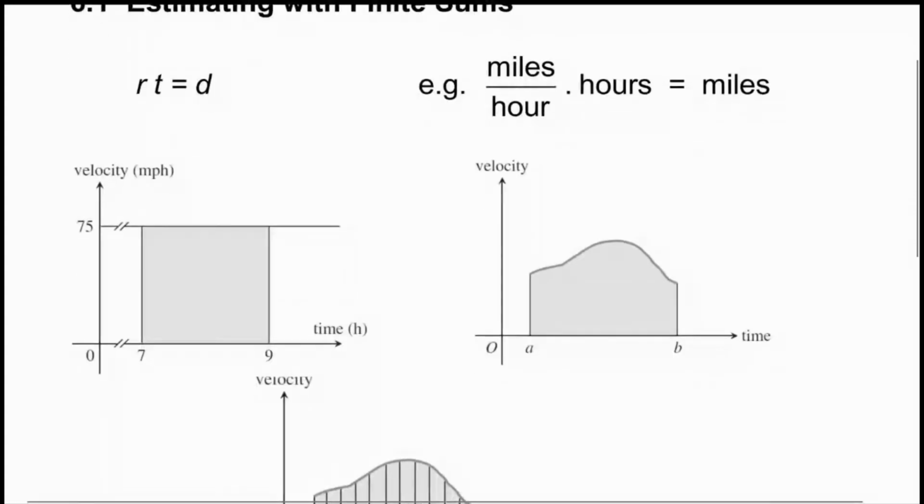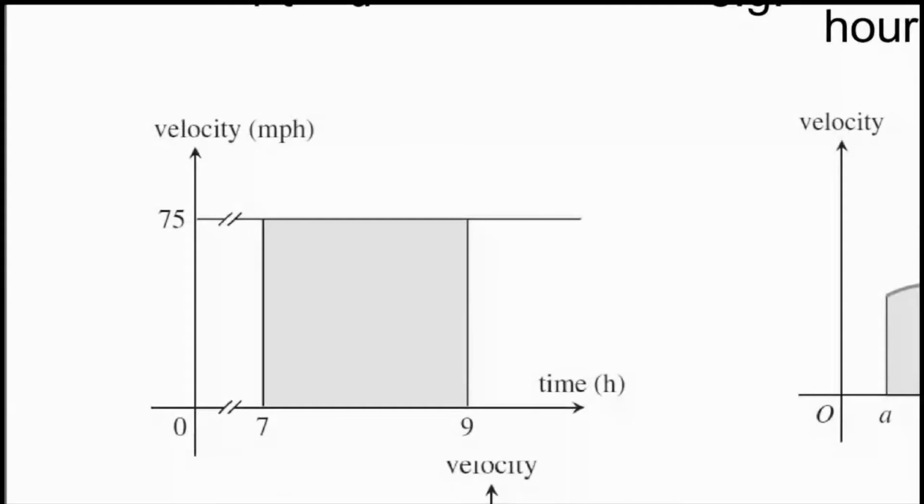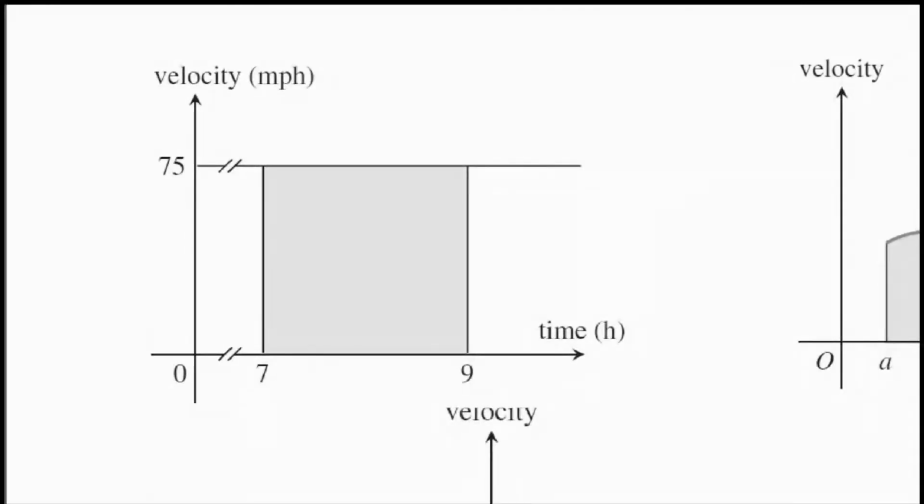And what we're looking at here is a velocity graph. And let's say, for instance, from this velocity graph, we wanted to find the distance traveled. You can see that the velocity here is constant at 75 and 75 miles per hour. And we have a time interval here from 7 to 9, so 2 hours. So if we had a constant velocity of 75 miles an hour for 2 hours, pretty clearly we would go a distance of 150 miles.